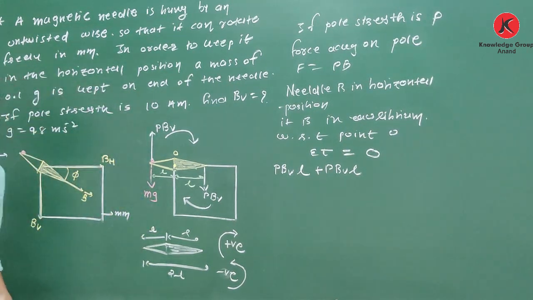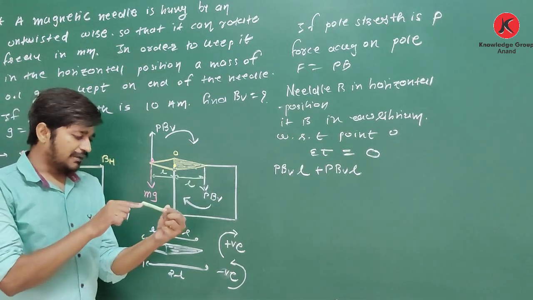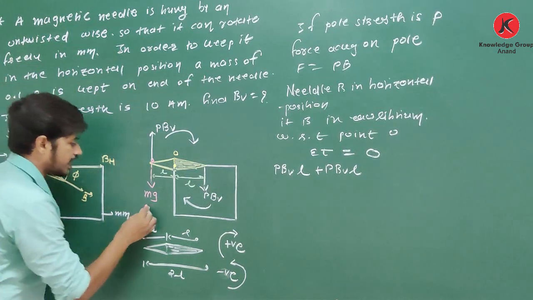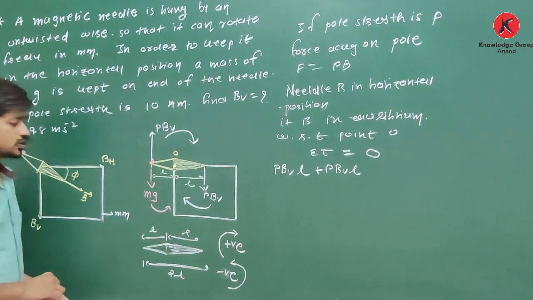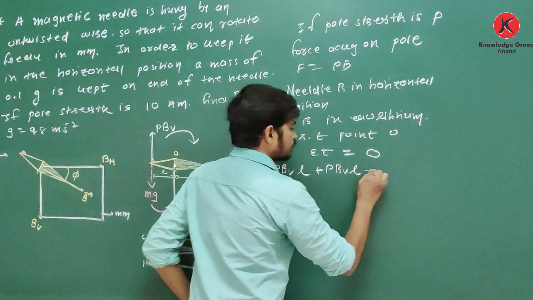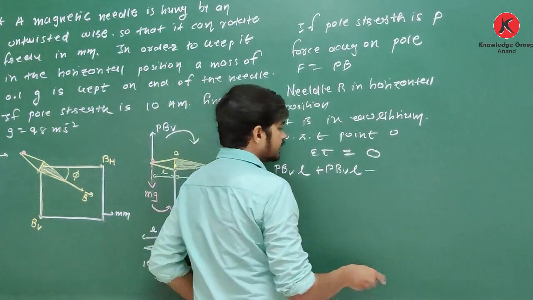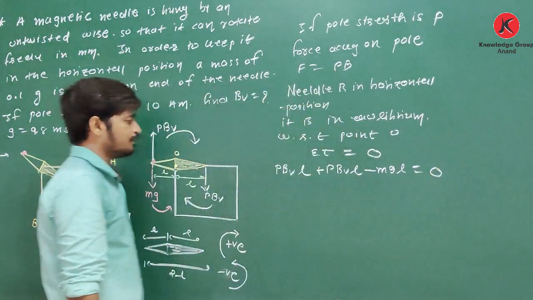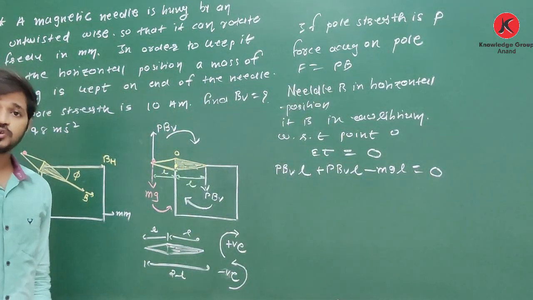Due to mg, at point O, mg is acting in the downward direction, so it will perform rotational motion in the anti-clockwise direction. So I have to take it negative. So it is minus mgL. The sum is PBvL plus PBvL minus mgL, equal to 0.